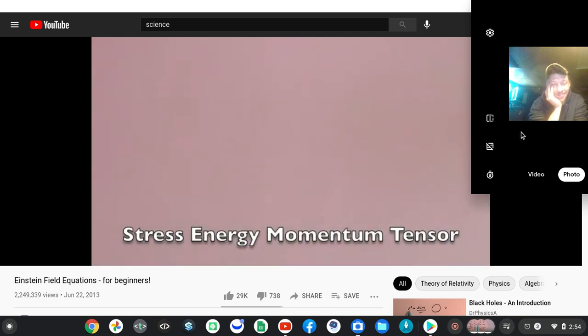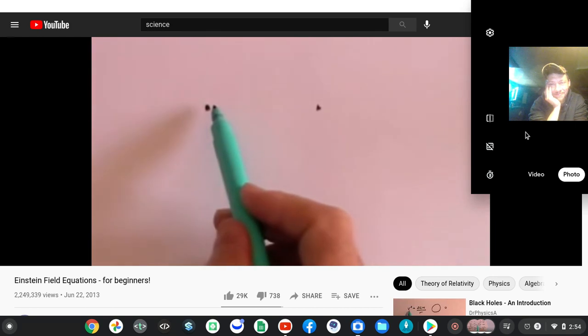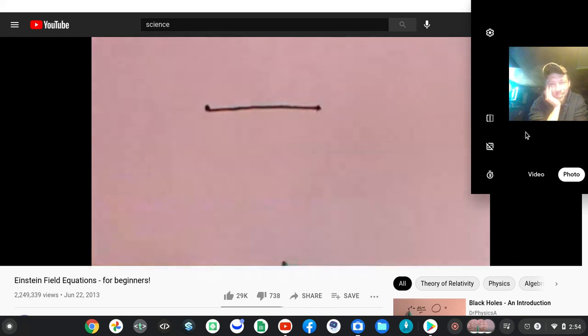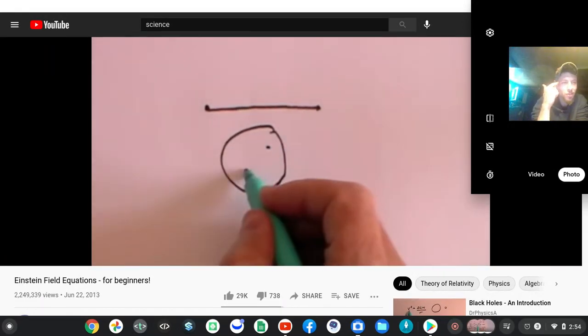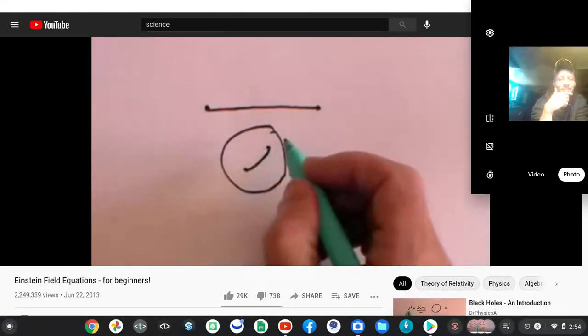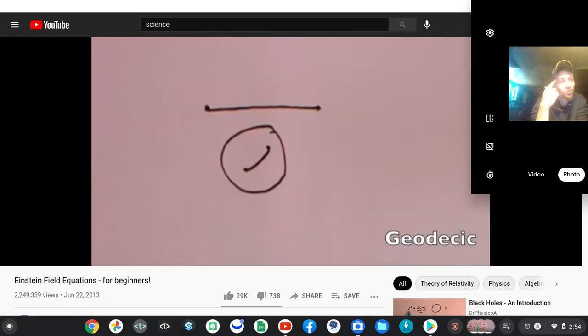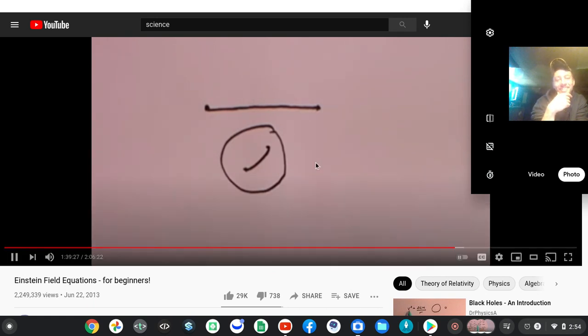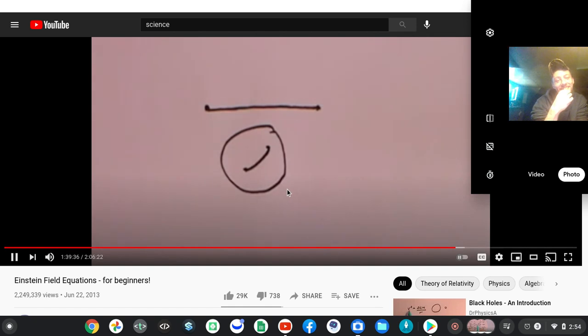Now I'll make you do the stress energy momentum tensor, T mu nu. What is the shortest distance between 2 points? Answer, a straight line. What is the shortest distance between 2 points on the surface of a sphere? The answer is the shortest distance is what is called a geodesic. On the Earth, for example, the equator is a geodesic. Any line of longitude is a geodesic. The shortest distance between 2 points where you have to go round a curve, you can't go in a straight line, is called a geodesic.